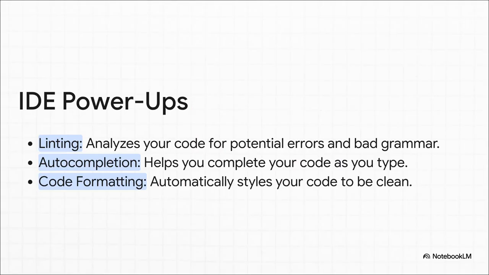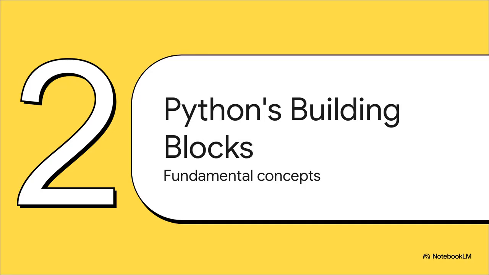So what are these power tools I'm talking about? Well, think of linting as your code's personal spell check and grammar checker. It spots mistakes as you make them. Then there's autocompletion, which is basically like the predictive text on your phone, but for code. It saves you a ton of typing. And finally, code formatting. This is amazing. It automatically cleans up your code, making it look neat and professional, so you don't even have to worry about it.